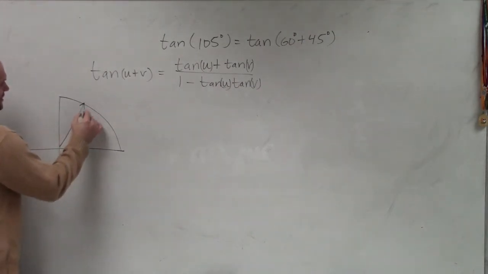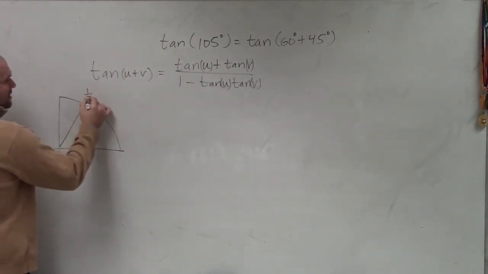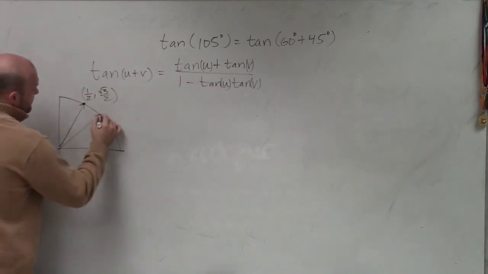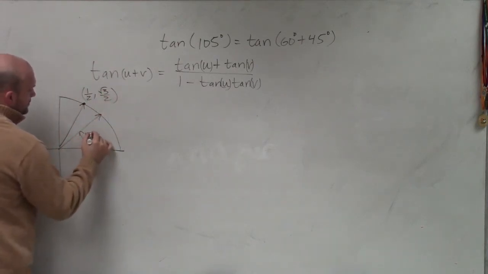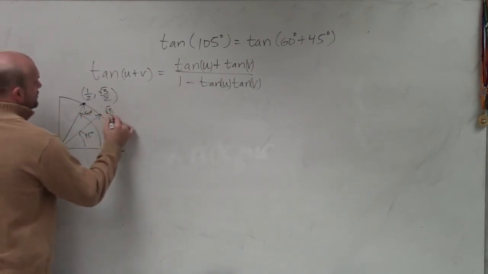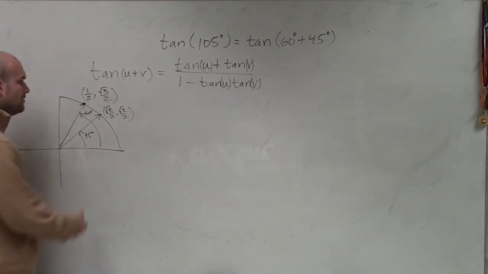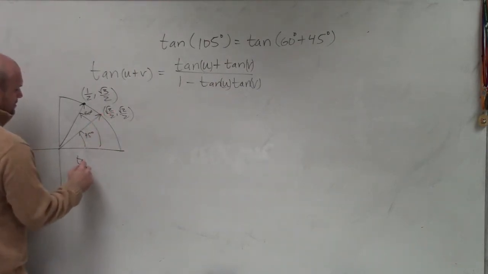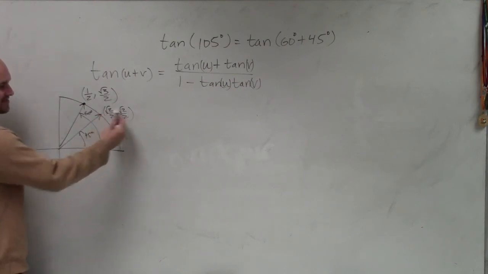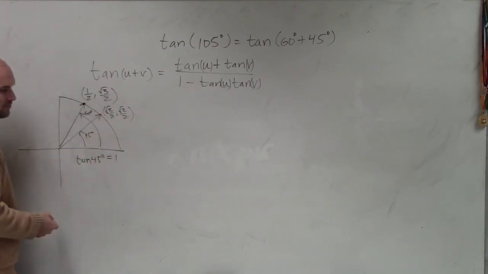We know that 60 degrees on the unit circle has the point 1/2 comma square root of 3 over 2. And at 45 degrees, we have the point square root of 2 over 2 comma square root of 2 over 2. Correct? Well, the tangent of 45 degrees, I'm not going to write it out because that's obviously the same. So the tangent of 45 degrees is 1.